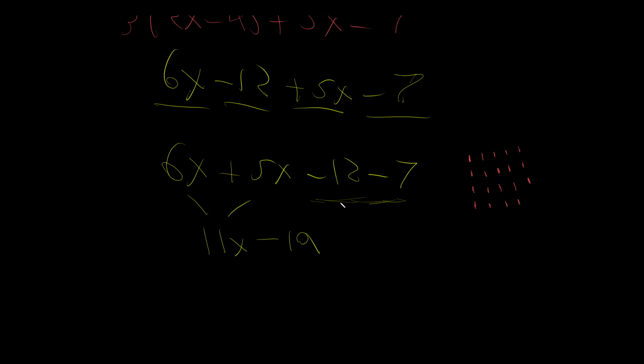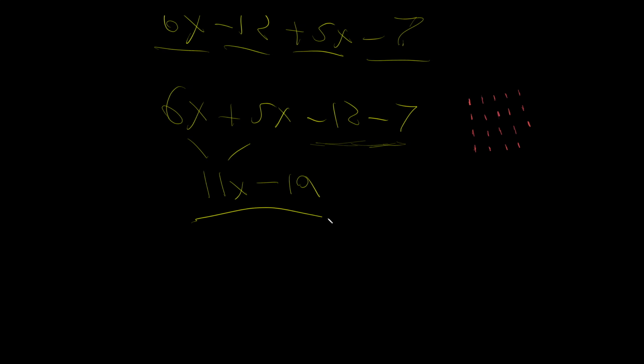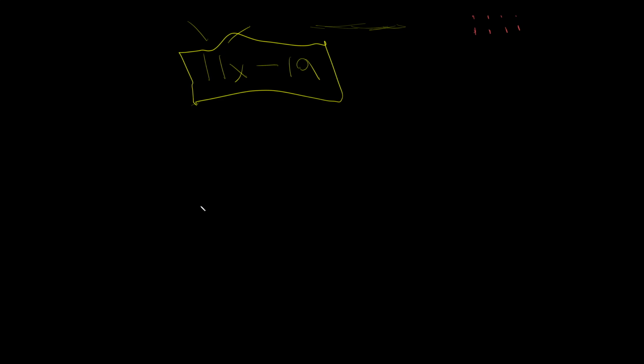Let's say you have 20 apples. You take away 12, then you take away 7. In total, how many did you take away? And that's how we get our answer of 11x minus 19. Next example problem.